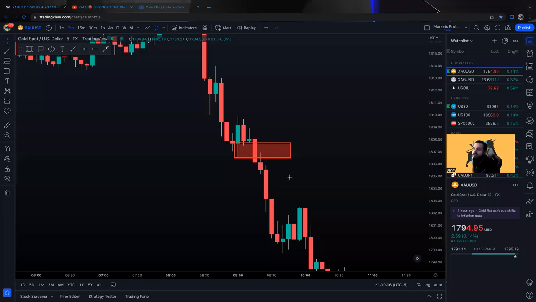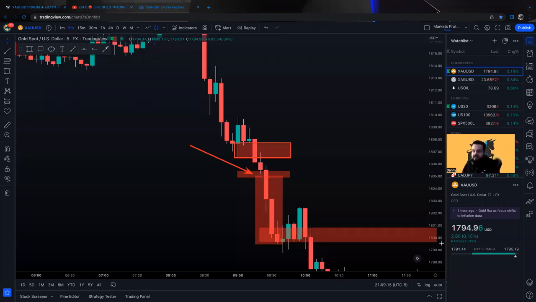Once price broke those lows, that was my confirmation to enter. Once again, I used the sell stop there. I expected price to drop, and price dropped all the way down to the 1800s. 1801 was the area where I set my take profit and secured the trade there.